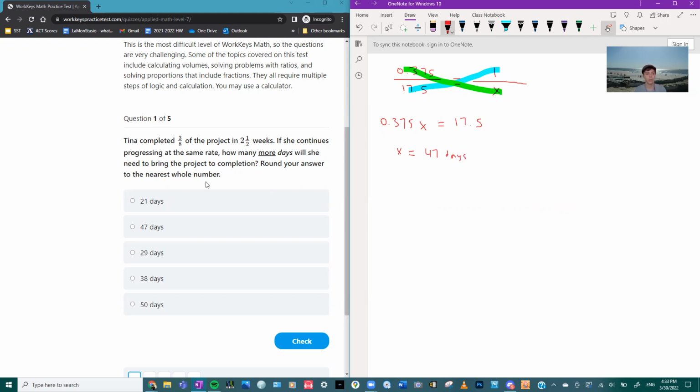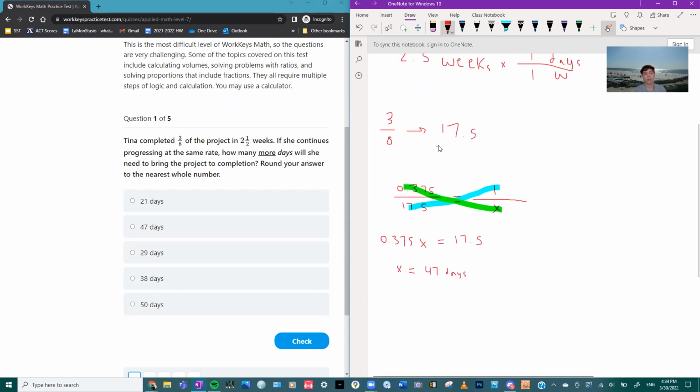It said how many more days will it take her from when it tells you about it. So remember, we said 17.5 days, 47 days. Okay, so we have to subtract those. 47 minus 17.5, and that gives us 29.5, which is, well, 29.5 does round to 30, but we're going to choose 29 because 30 is not a choice.